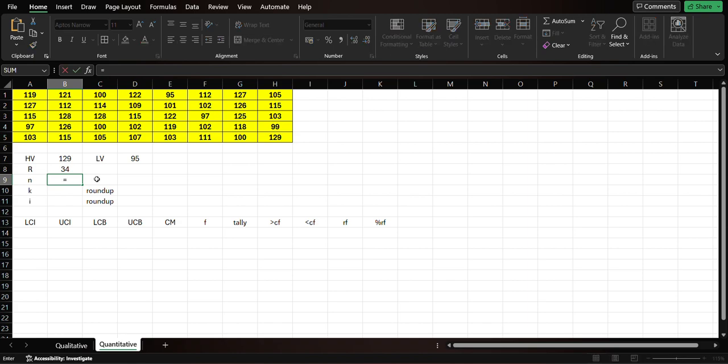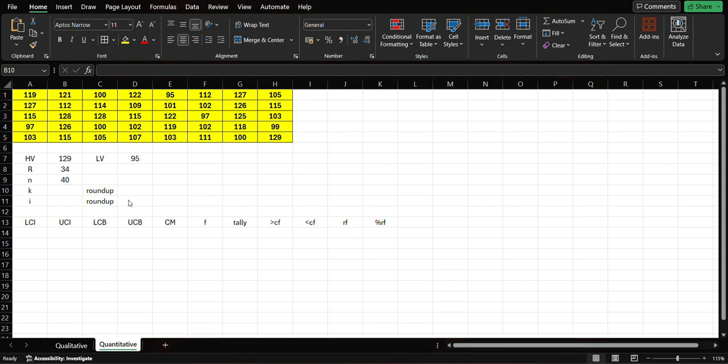Now for n, again, as I have discussed in the qualitative data, n is the total number of your data. So what we're going to use is just equals count. We're not going to use countA because countA is used if we just want to determine the cells that are not blank, that's when letters are involved. Here those are numbers, so all we need to do is type the word count, we select our data, and Excel would give us how many is our data.